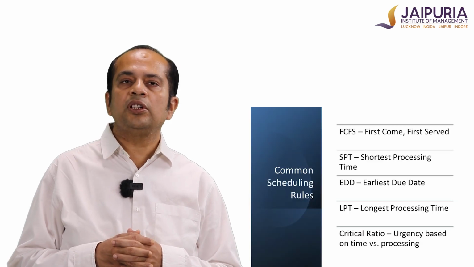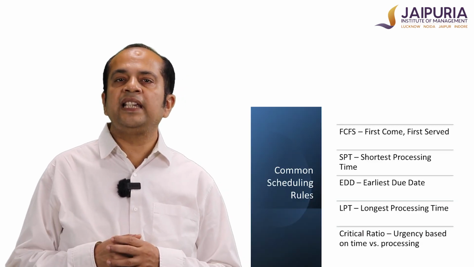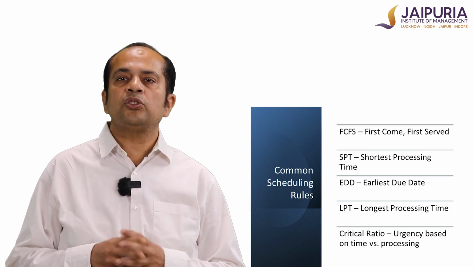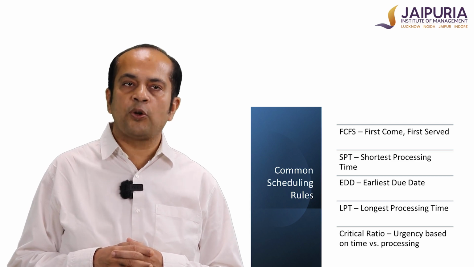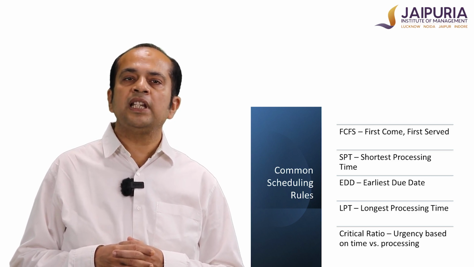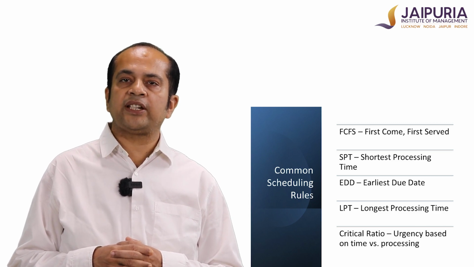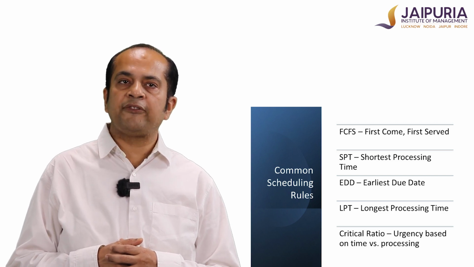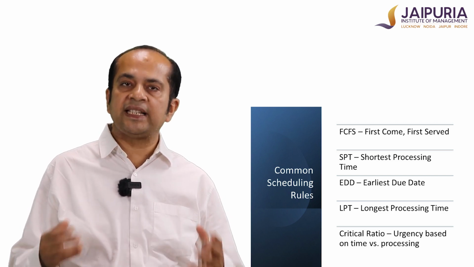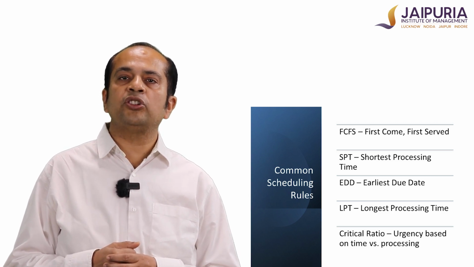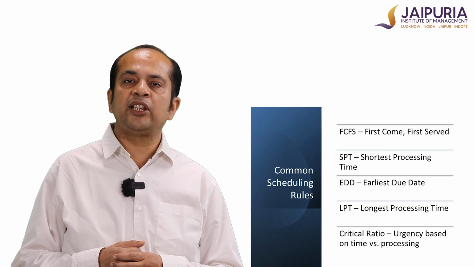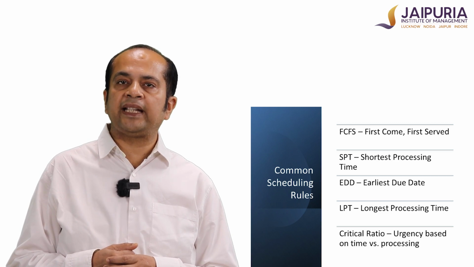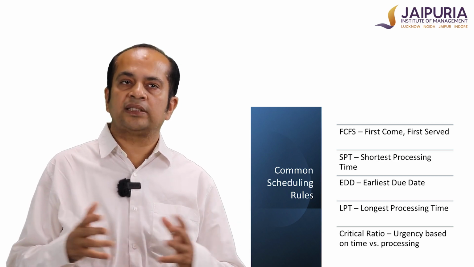There are various rules to decide job priority. These are basic rules which are used to decide the sequence of jobs. Each of them has their own pros and cons depending upon their goals: speed, customer satisfaction, or resource balancing. FCFS is simplest but not always efficient. SPT minimizes the total time. EDD ensures deadlines are met. LPT can reduce the idle time. Critical ratio considers urgency and is very practical when managing many tasks.